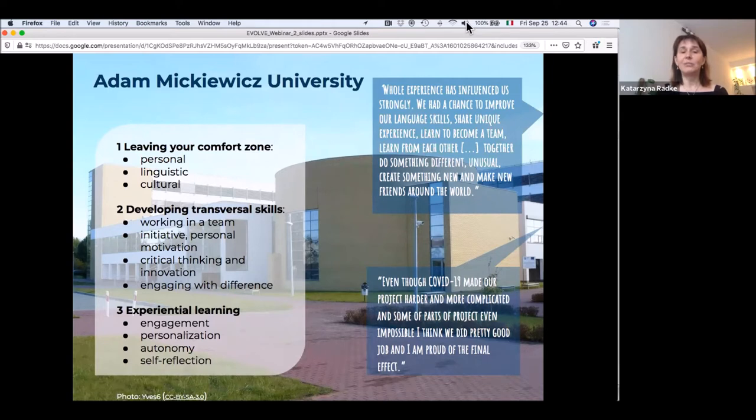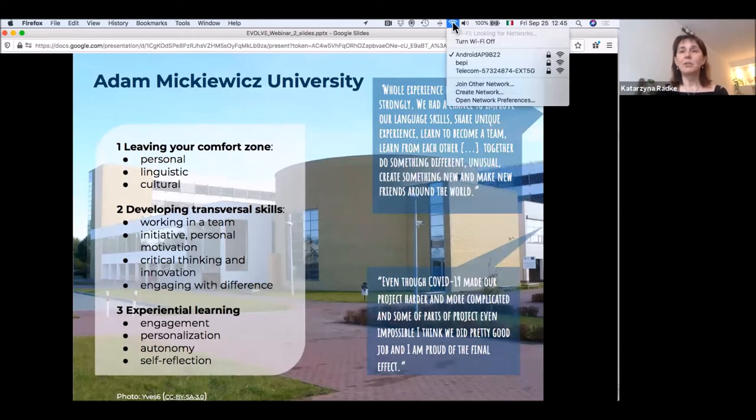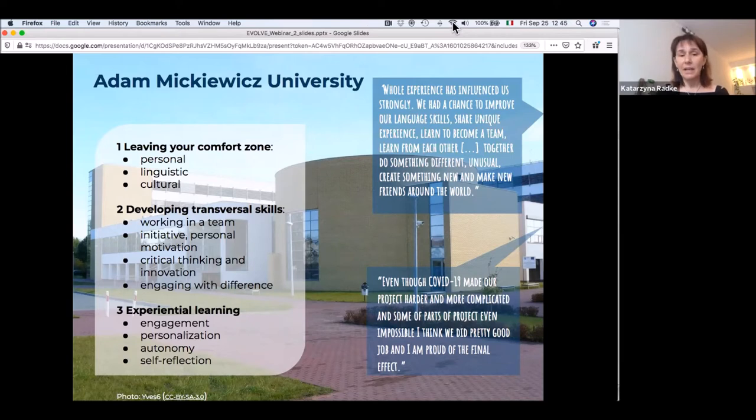My students had to leave their personal, their linguistic and their cultural comfort zone. Poland is a country relatively monolithic when it comes to culture, religion, and the way of teaching. I'm happy that I involved 22 students as volunteers in this project, who had the chance to develop the skills which will be really vital for their future careers.